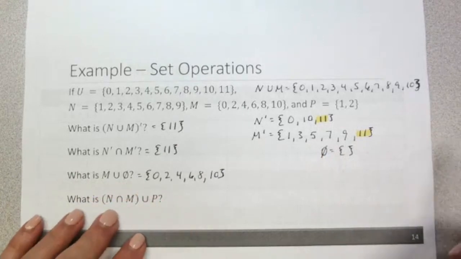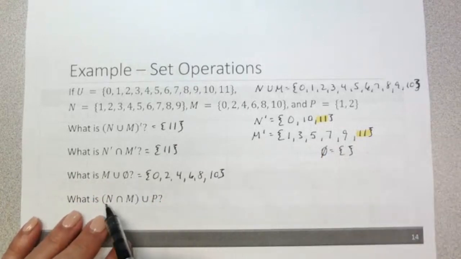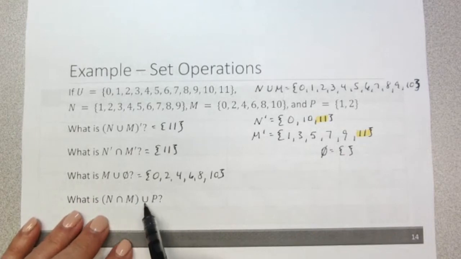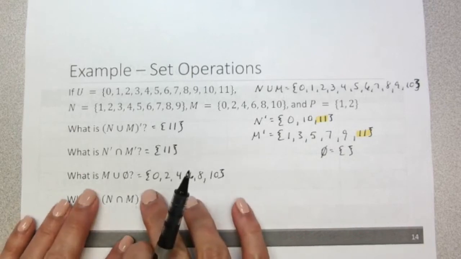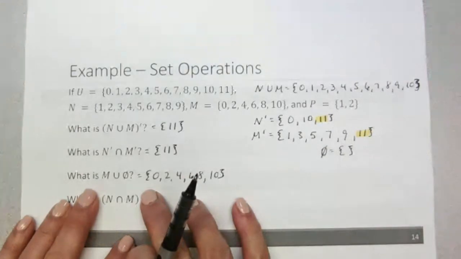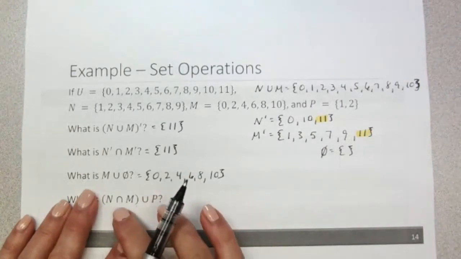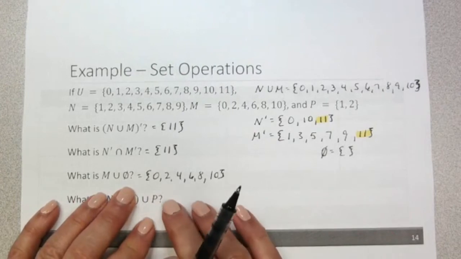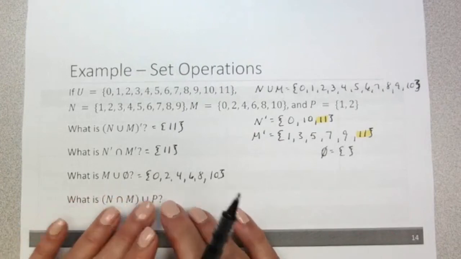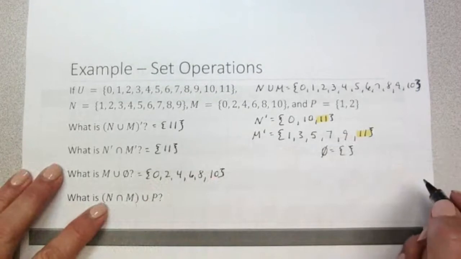This last question here is kind of interesting. This is saying n intersected with m, in union with p. Now these parentheses here are forcing an order of operation. These parentheses here are saying, first, I need to find the intersection of n and m. After I find that intersection, then I can join it with p, or create a union of that set with p. So first, let's find the intersection.